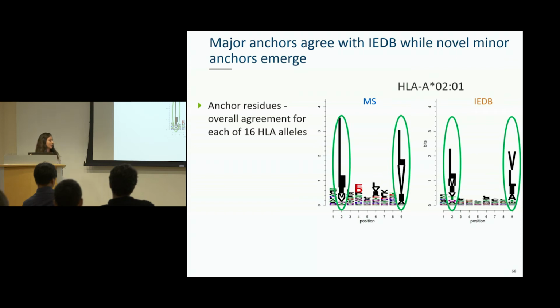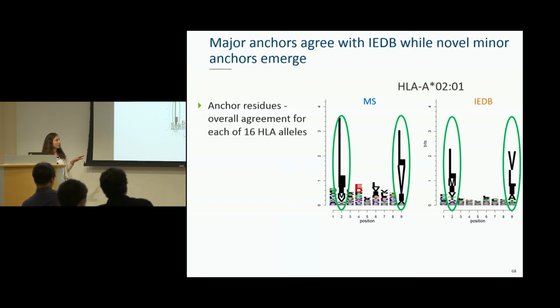So we started doing that by looking at basic sequence logo plots for the motifs that bind every allele. Here I'm showing a logo plot for all peptides that were characterized in the mass spectrometry dataset for A0201, and that's compared to the motif based on peptides that were found in the immune epitope database. And as you can see, for the anchor positions at 2 and 9, the motifs agree really well.